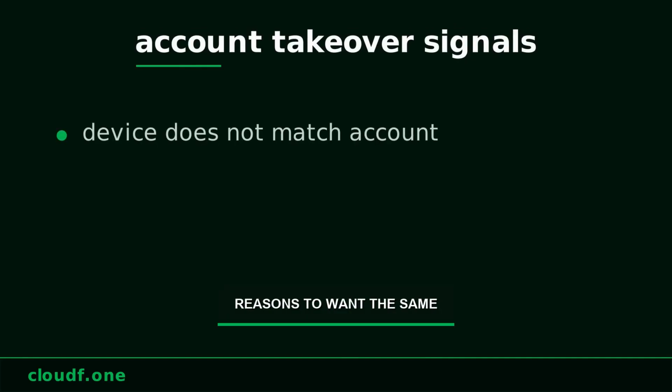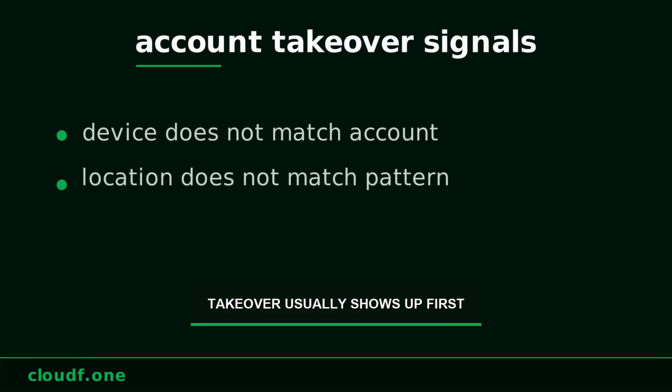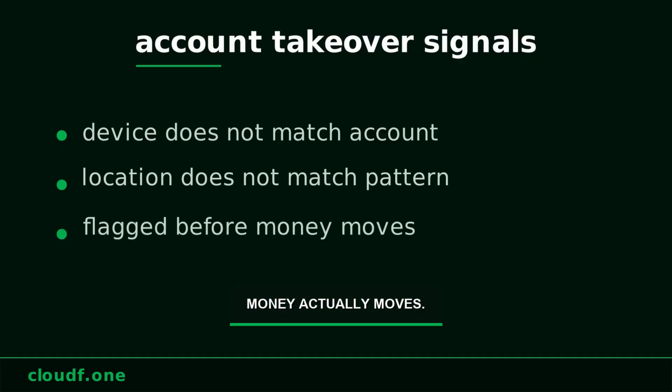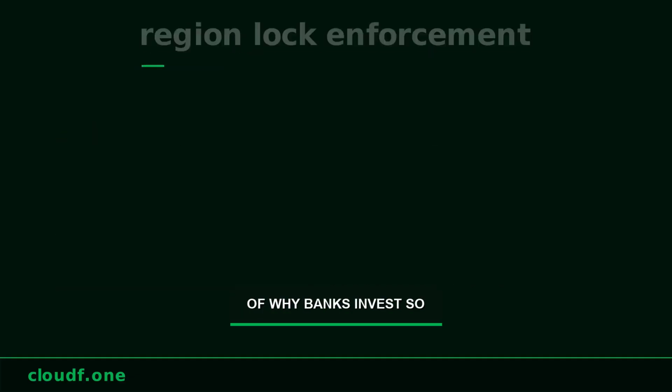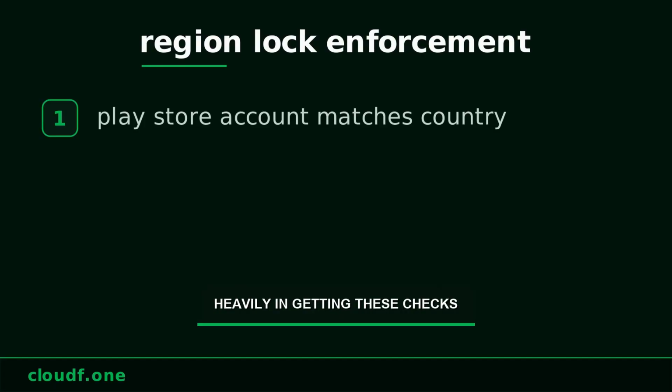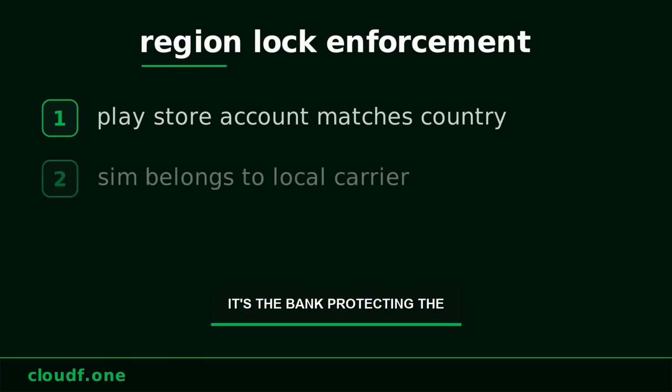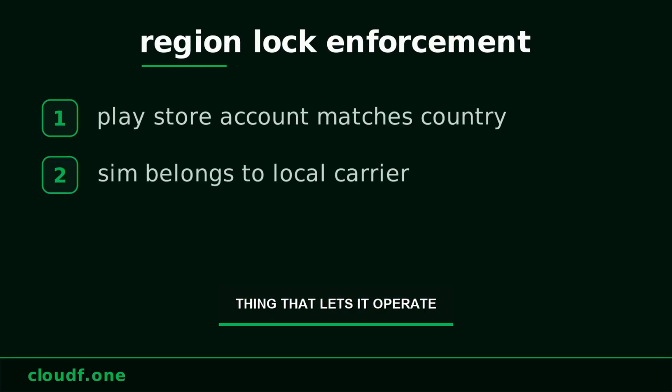Fraud teams have their own reasons to want the same signals lining up. Account takeover usually shows up first as a device or location that doesn't match the account's normal pattern, long before any money actually moves. A fraud team watching for stolen credentials being used from unfamiliar hardware in an unfamiliar place gets the exact same signal a regulator would want to see, which is part of why banks invest so heavily in getting these checks right in the first place. So the region lock isn't paranoia, it's the bank protecting the thing that lets it operate at all.